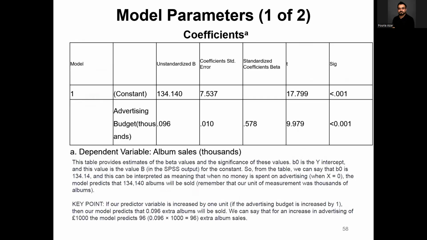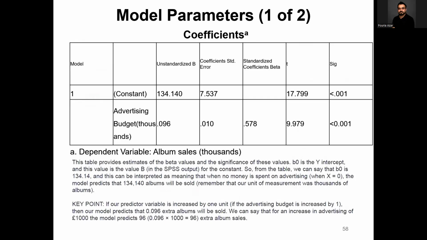And we have the unstandardized beta, which is the beta coefficient in this model, 0.096. That's the slope, the gradient, or our beta coefficient, beta 1. We have the standard error for that coefficient. We have the t statistic and p-value, which is its significance. So this table provides estimates of the beta values and the significance of these values.